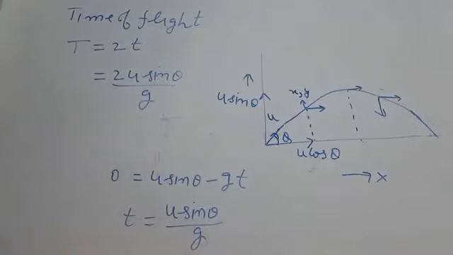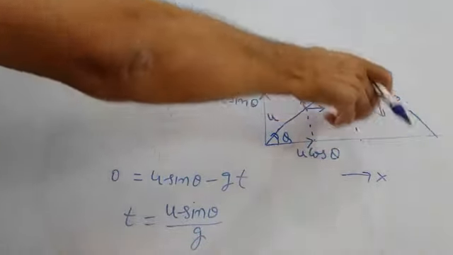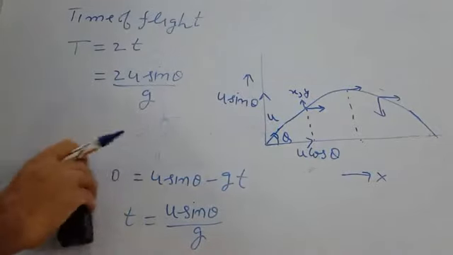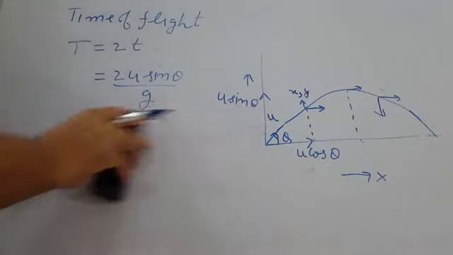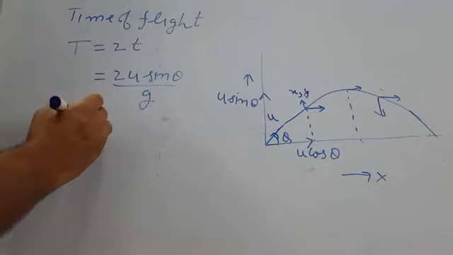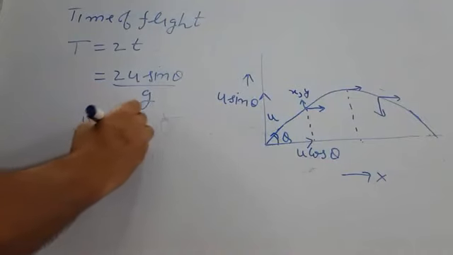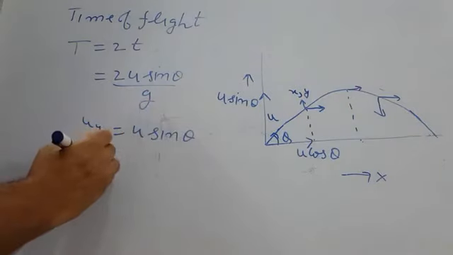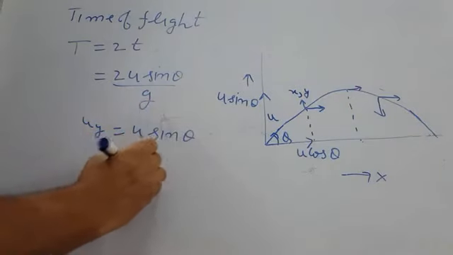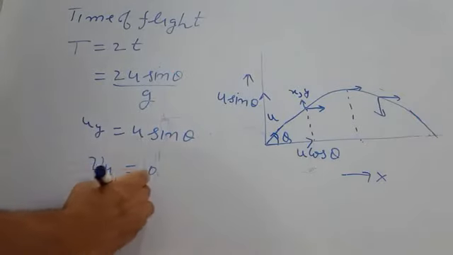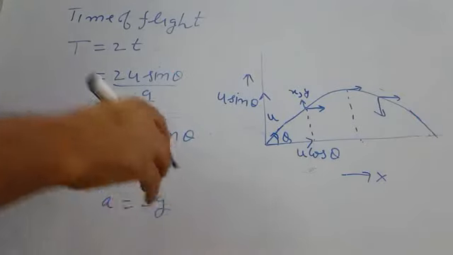Now we will find out what will be the maximum height. Suppose that maximum height is h. Again, we will take motion along the y-axis. Initial velocity uy is u sine theta. At the highest point, final velocity is 0. Acceleration due to gravity is minus g.